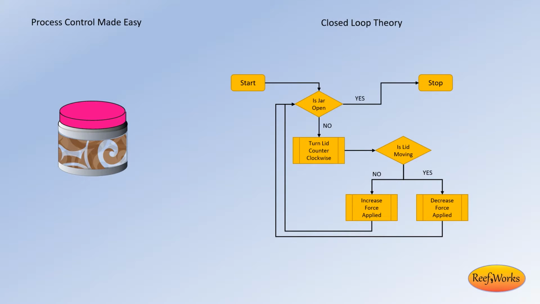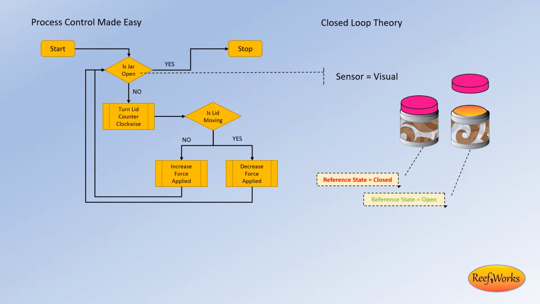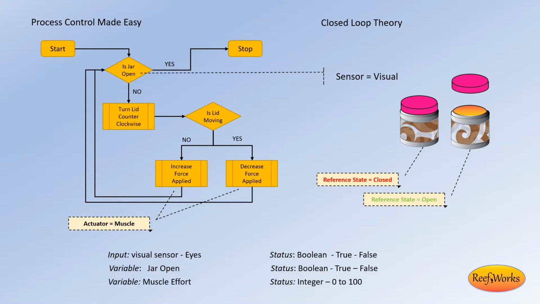So let's break this thing apart. First of all, the question, is the jar open? We need a sensor to tell us. And that sensor really has two states. It's either working, you can see the jar, or you can't see the jar. And you need a reference state. The reference state is either closed or open.